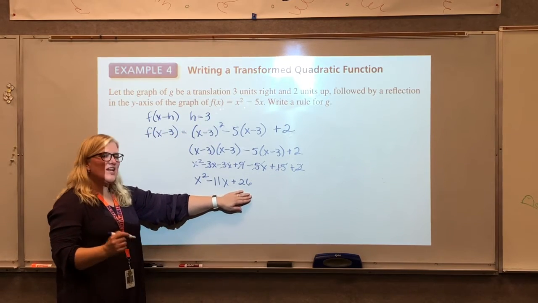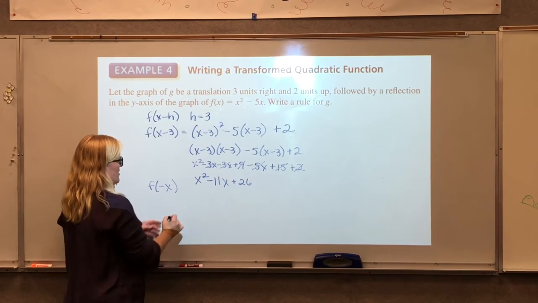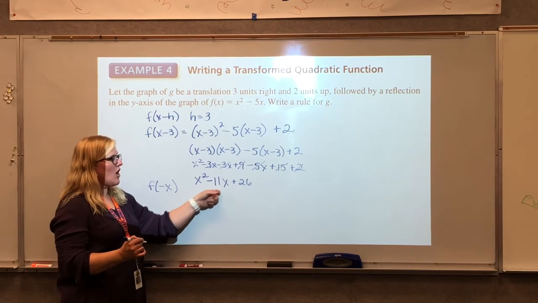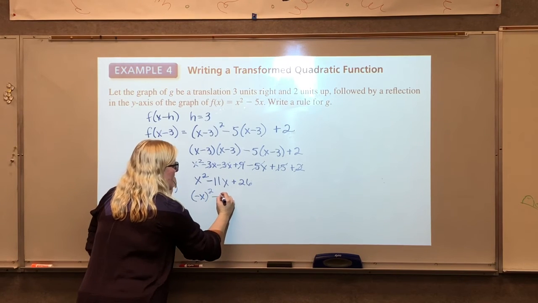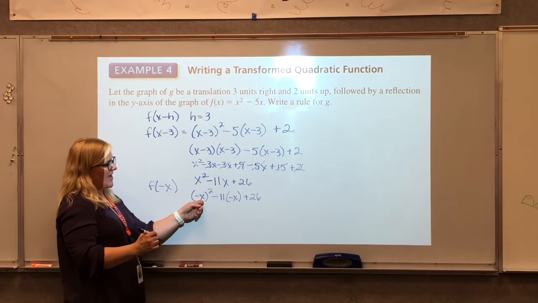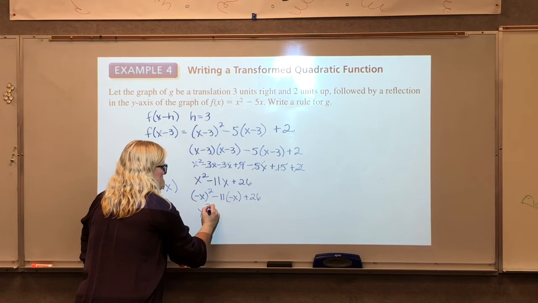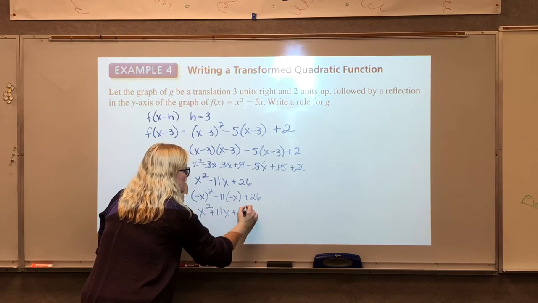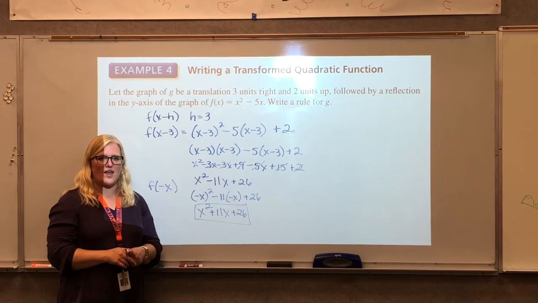Okay? And then the very last thing they want me to do is to reflect it over the y-axis. So now I'm going to go through and replace all of these with a negative x. So I've got negative x squared minus 11 times negative x plus 26. Well, negative x times negative x is just positive x squared. Okay, then I have plus 11x plus 26. And that is my final answer right there.